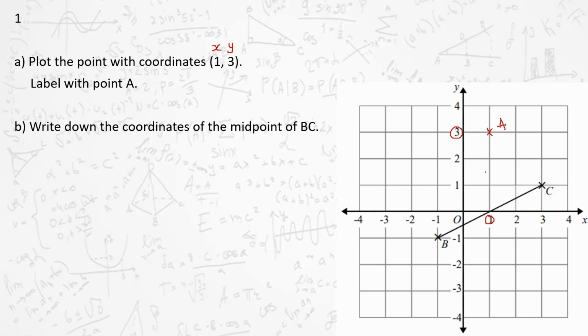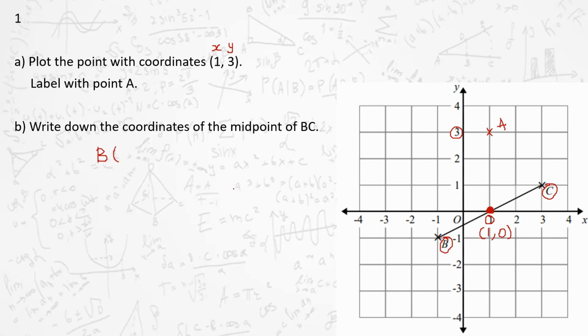Part B, write down the coordinates of the midpoint of B and C. So B is here, C is here. In the middle of it, it looks like this point here. So that will be x equals 1, y equals 0. If you're not sure, or if it's not easy to see, there's another method.